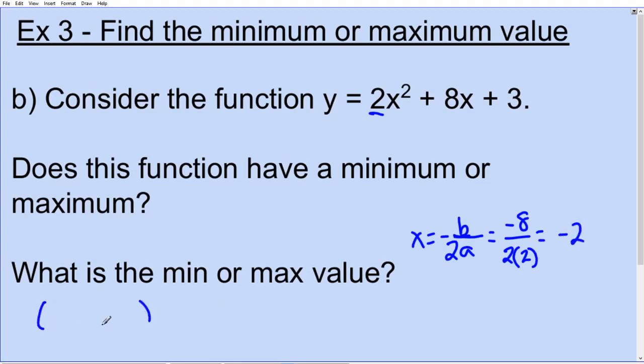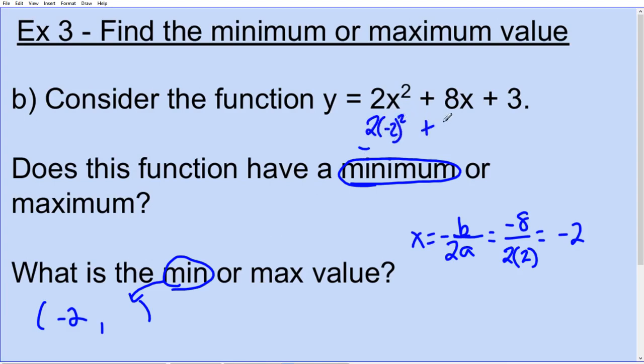Oh, I didn't say whether this guy had a minimum or a maximum. He is a positive a value, which makes this a U shape. So this problem does not have a maximum. It does have a minimum, though. So now I'll be looking for the minimum y value. I know that happens at the vertex, and I know the vertex has an x coordinate of -2, so I'm going to plug in -2 for x to find the y value. So 2 times -2 squared plus 8 times -2 plus 3.